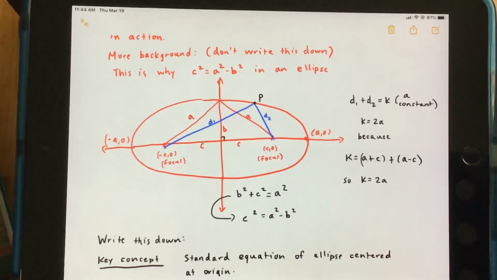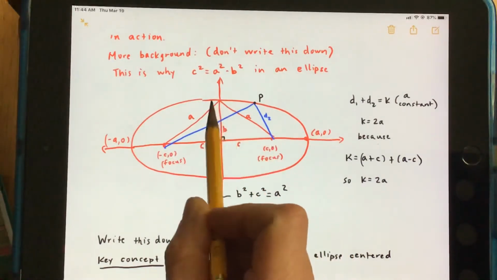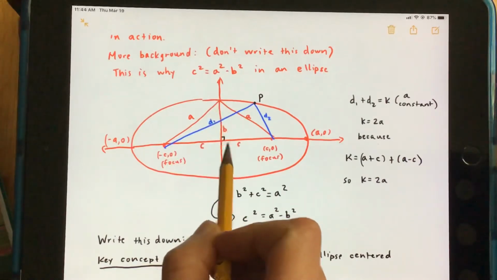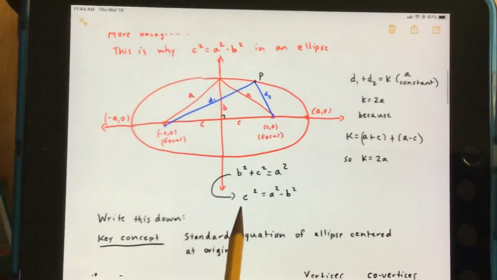The reason that this will be important is because we're going to notice here in this special situation that we do have a right triangle, and we have b squared plus c squared equal to a squared, our hypotenuse, which when we solve that for c squared, we're going to see that c squared is equal to a squared minus b squared. You don't need to write any of that down. We're going to be using that special relationship, c squared equals a squared minus b squared, as we work out some problems in a few minutes.